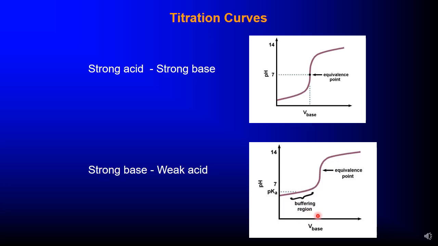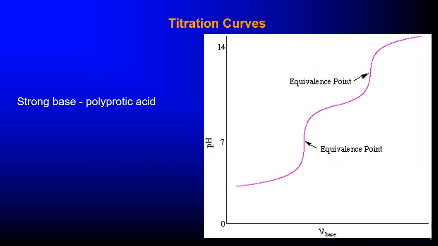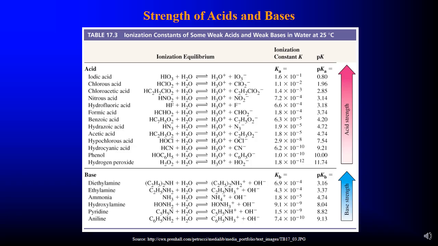You can also see the equivalence point, you can see where it is pointing vis-a-vis this other one. Then titration curve, strong base, polyprotic acid. So you will see that there are 2 equivalence points when you have a polyprotic acid.